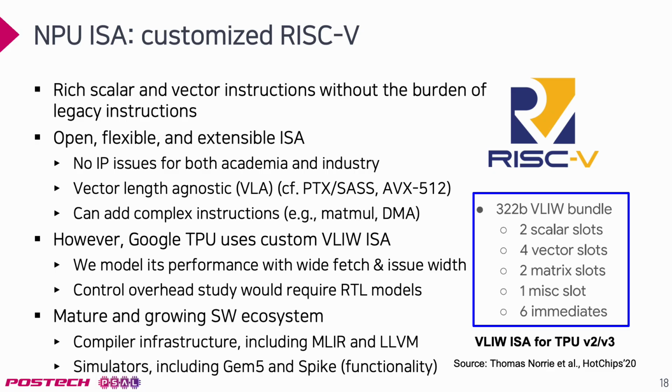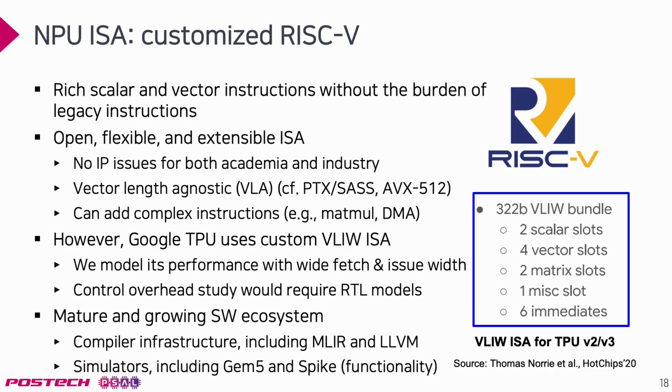However, one challenge in using RISC-V for the MPU in modeling Google TPU is that they have very different ISAs. Google TPU uses a custom VLIW ISA. And as many of you know, VLIW stands for very long instruction word. In the case of Google TPU, they use a 322-bit VLIW instruction bundle, which includes 2 scalar slots, 4 vector slots, 2 matrix slots, as well as other fields. So there is a significant difference between this ISA and the RISC-V ISA, even if it's customized. So we had to address this gap.